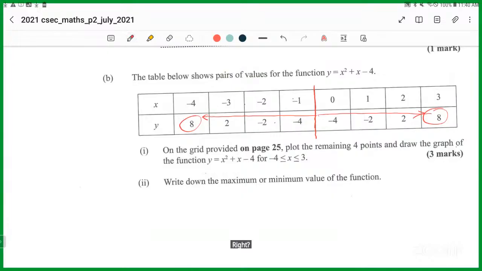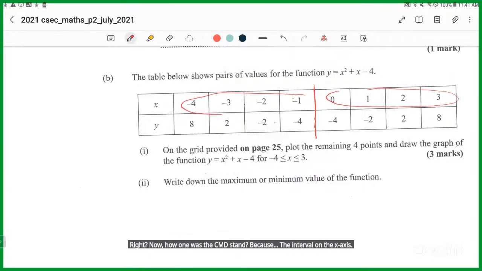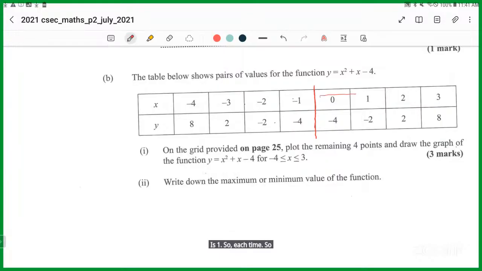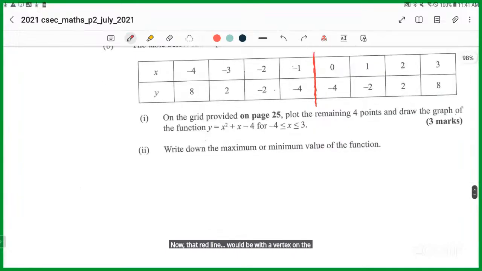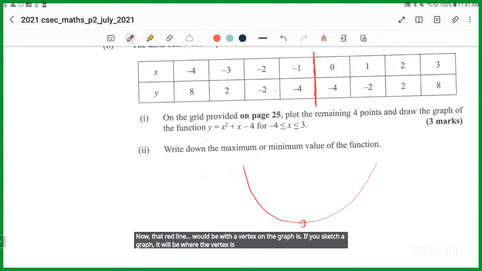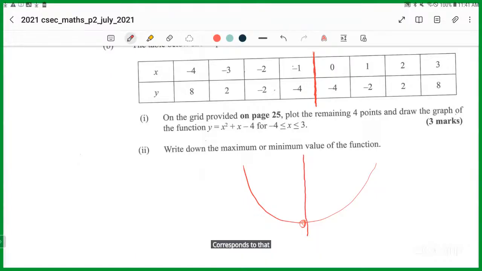Now, how do I know it's the same distance? Because the interval on the x-axis is 1. So this is 1 unit, 2 units, 3 units, 4 units from this red line. So the same distance from the red line horizontally takes it to the same y values. So it means that my axis of symmetry on the graph corresponds to this red line right now. That red line would be where the vertex on the graph is. If you sketch a graph, it will be where the vertex is. This red line and that vertex correspond to one another.